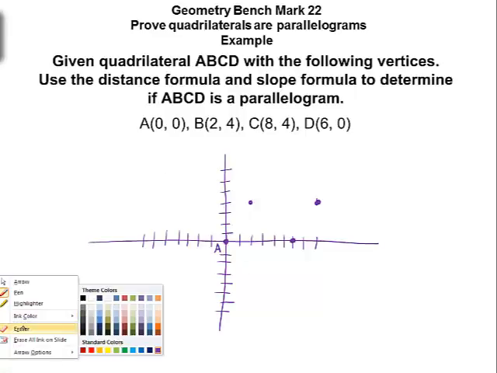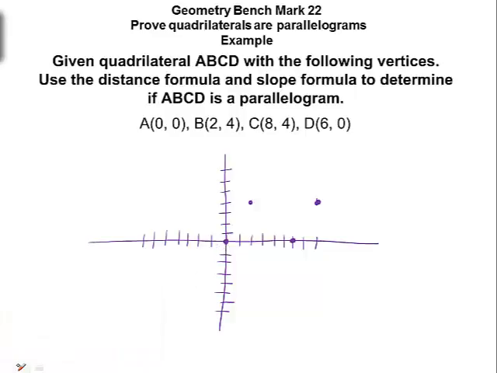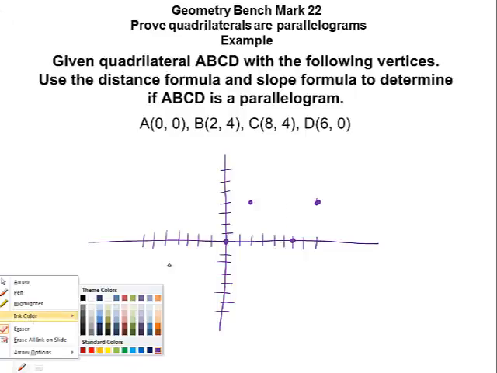What I want to do, in order to prove that this is a parallelogram, is I need the distances between here and here and here and here to be the same. And the distance between here and here and here and here to be the same. Or I need the slope and the distance to be the same on two opposite sides.